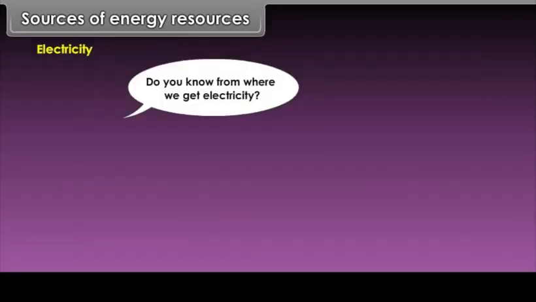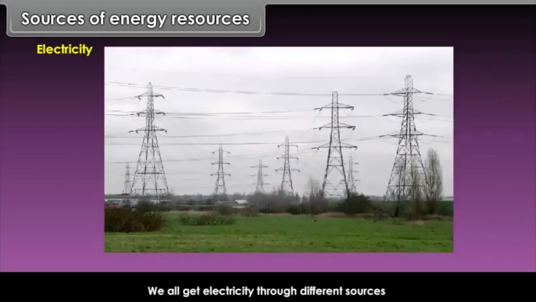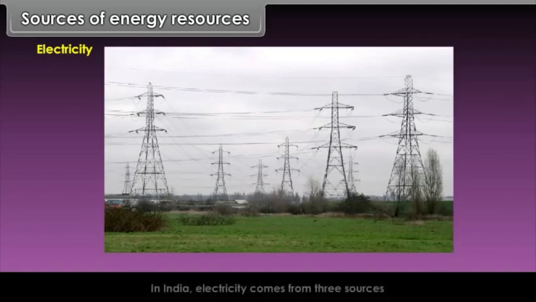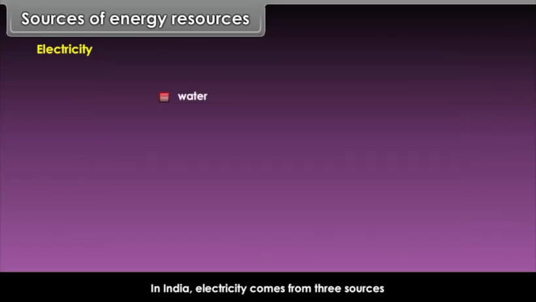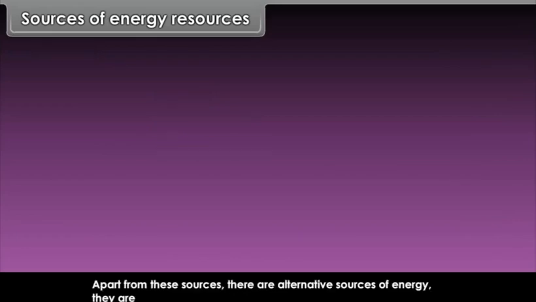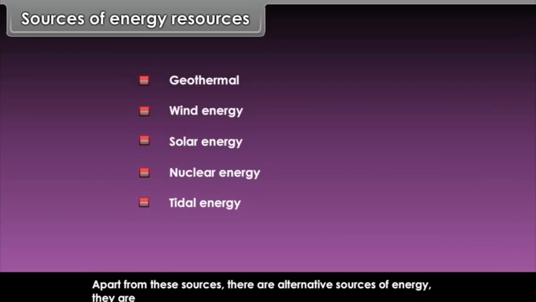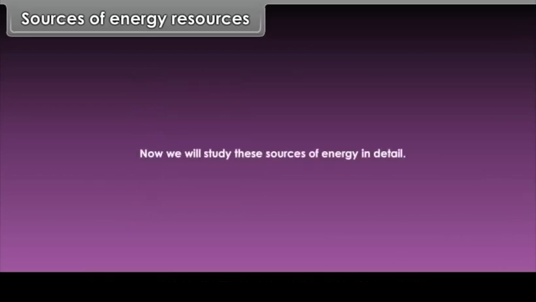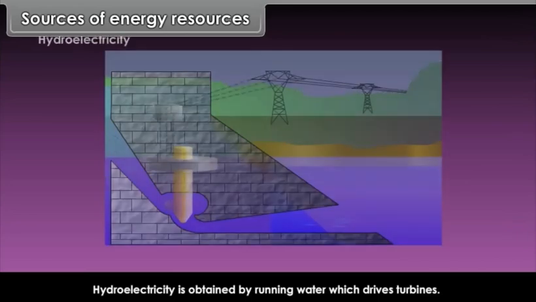Biomass. Electricity. Do you know from where we get electricity? We all get electricity through different sources. In India, electricity comes from 3 sources: water, mineral fuels and atomic minerals. Apart from these sources, there are alternative sources of energy. They are geothermal, wind energy, solar energy, nuclear energy and tidal energy. Now we will study these sources of energy in detail.